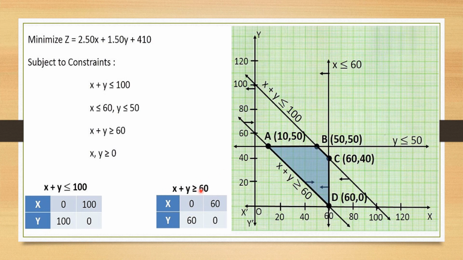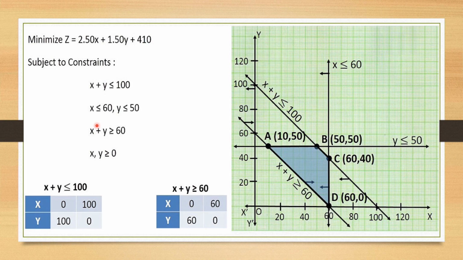x plus y greater than or equal to 60. Corresponding equation, x plus y equal to 60; x = 0, y = 60; y = 0, x = 60. 0 greater than or equal to 60, the origin is not satisfied. Shading will be away from the origin. So this is the line, shading is towards this side. Clear? Now see this, x equal to 60, the corresponding equation for this.